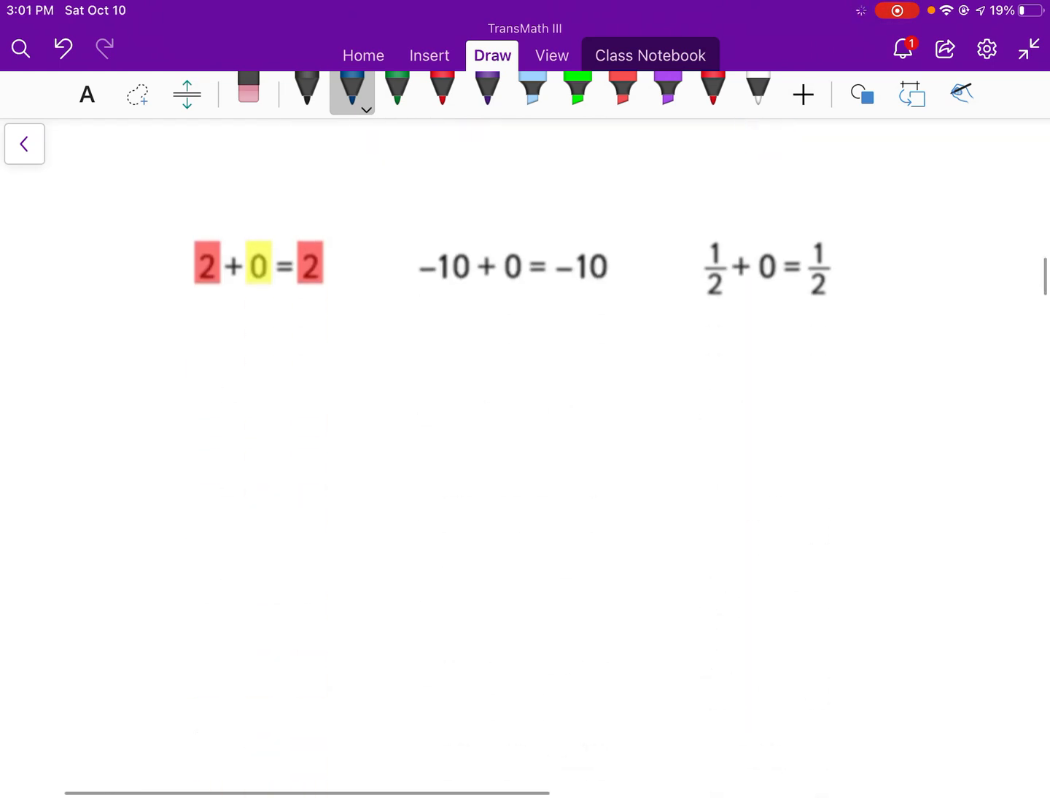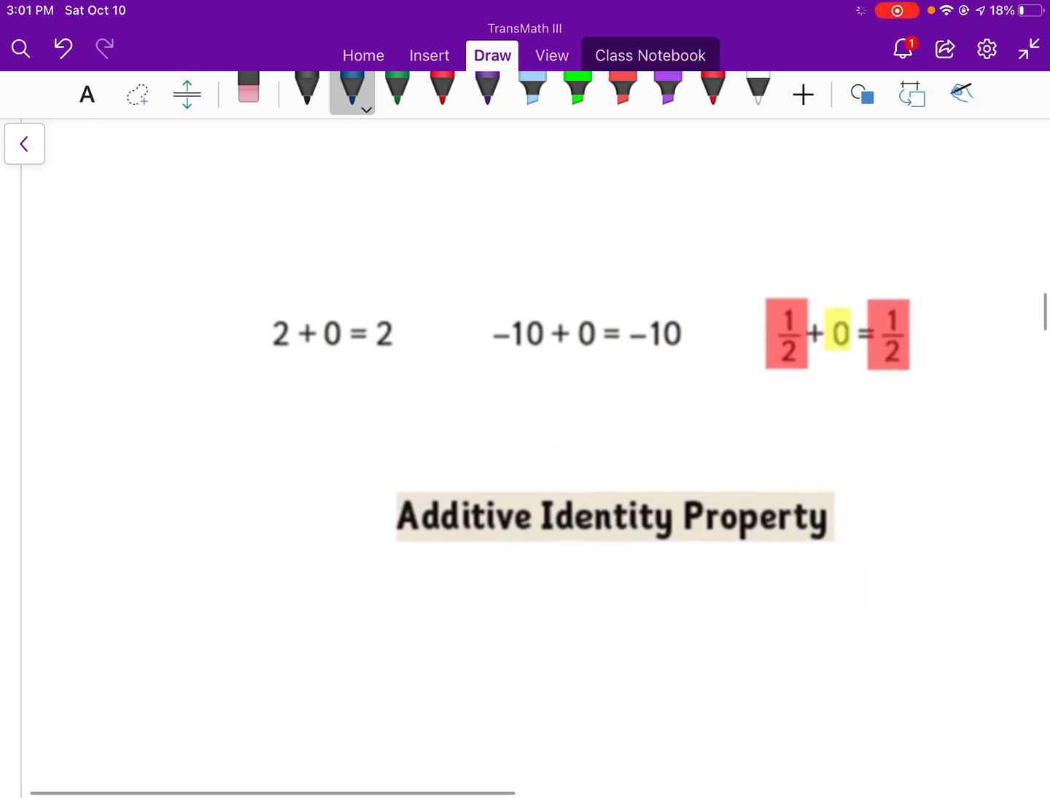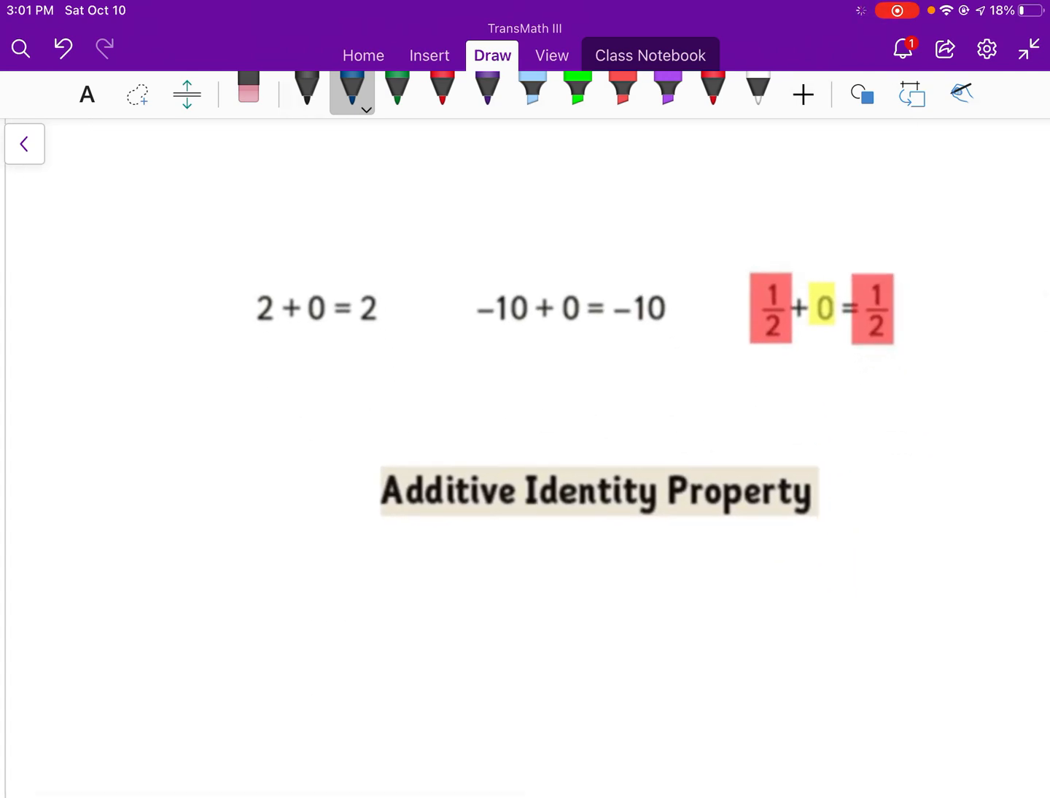We've also talked about writing general patterns. If you notice here, you've got 2 plus 0 equals 2. Negative 10 plus 0 equals negative 10. I see that negative 10 and negative 10 are the same. 1/2 plus 0 equals 1/2.